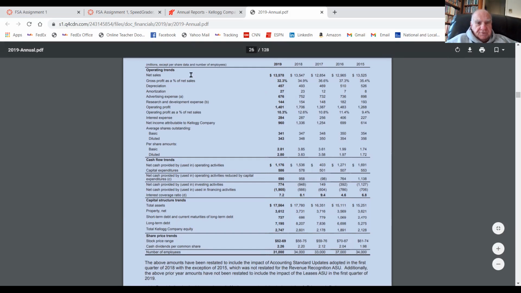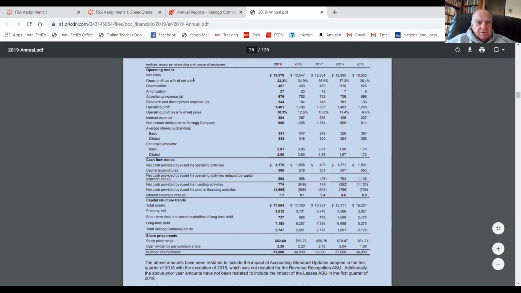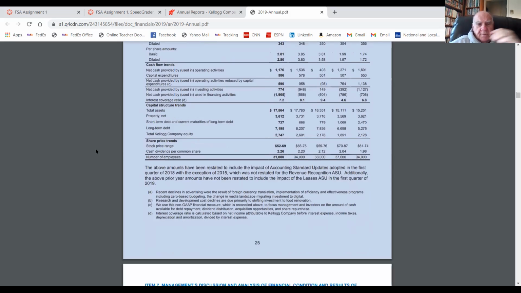So there's your net sales. There's your gross profit. Your cost of goods sold is going to be 13,578 minus 32.3%. Now all you need to do is go down to the operating profit line, put that at the bottom of your template, and there's what we need to subtract out, okay? So again, I showed you where to get that information.